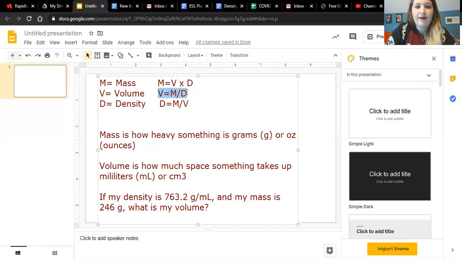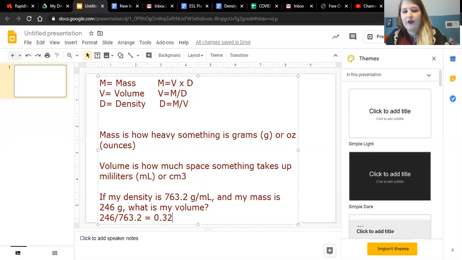So let's go up here. How do I find my volume? Volume is mass divided by density. So my mass, 246, divided by my density, 763.2, equals, so we're going to do 246 divided by 763.2, and I get 0.32 milliliters. So my volume is 0.32 milliliters. We have to put our variable back, and we know what our variable is because it says it right here for the density. So all we're doing is calculating it back.